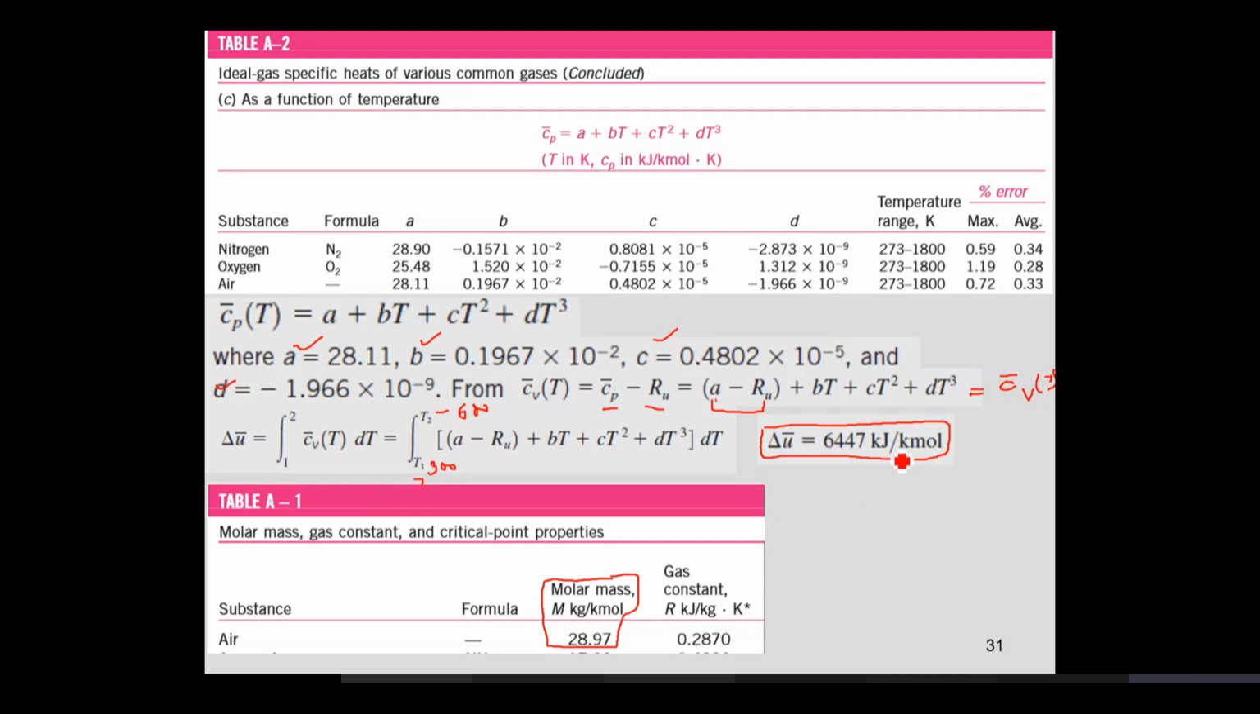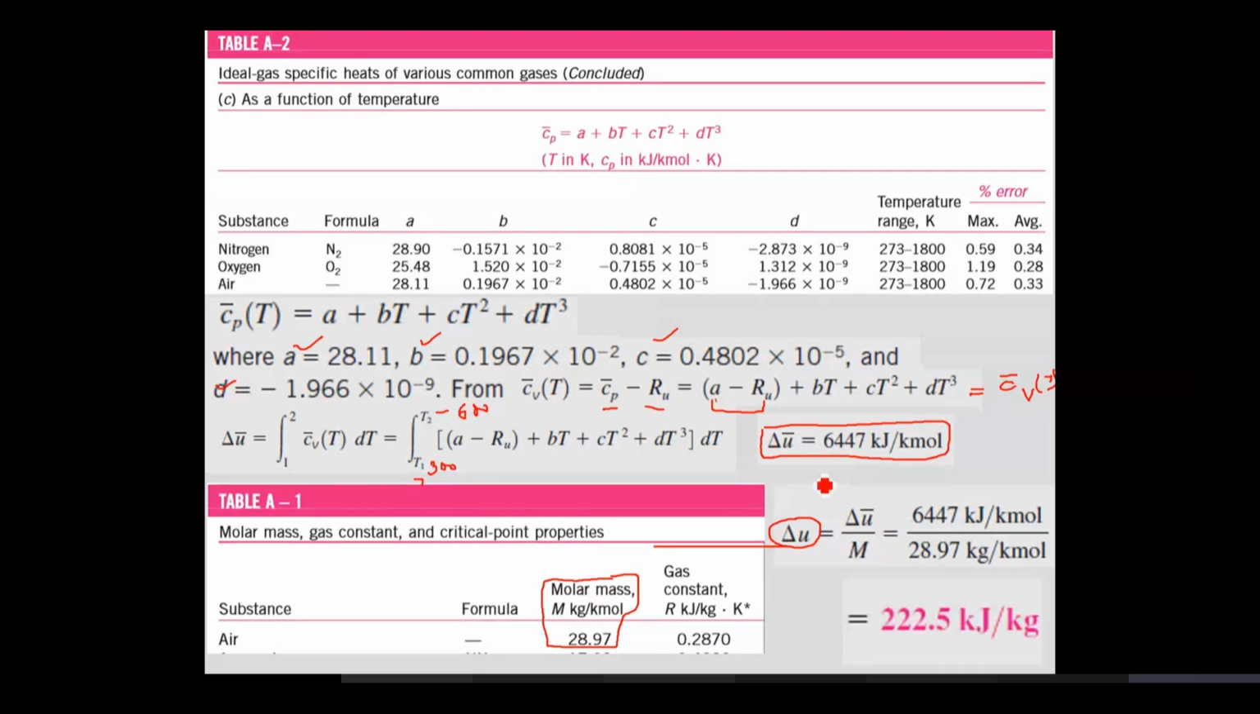In Table A-1, the molar mass of air is given to you as 28.97 kilograms per kilomole. So if you divide this internal energy by the molar mass, you would essentially have the change in internal energy per unit mass, which would be 222.5 kilojoules per kg. The second method is clear? Yes, sir. Clear. All right.